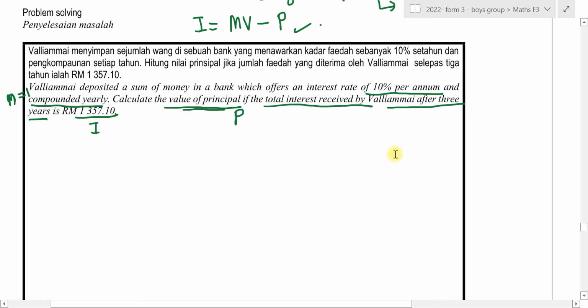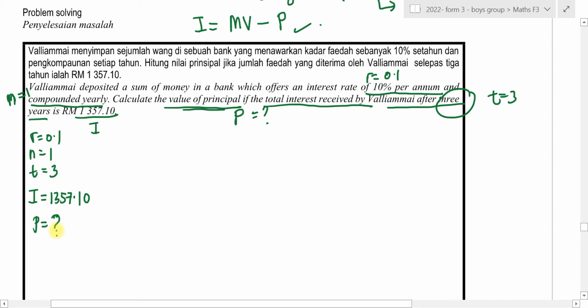We don't know how much she deposited, but we know that your R is equal to 0.1, 10%. Your N is equal to 1. Principal is what we are going to find. And the I is 1357.10. And the period is 3 years, so your T is equal to 3. I just break down the question first: R is 0.1, N is 1, T is 3, and I is 1357.10, and the question is asking how much the principal is.